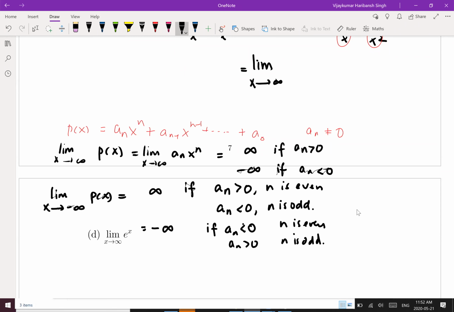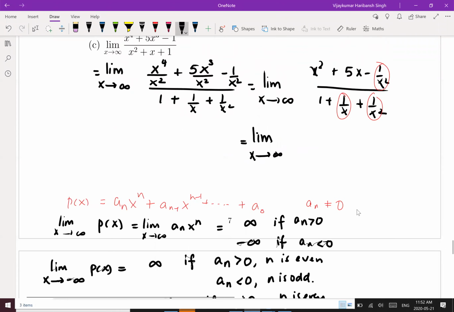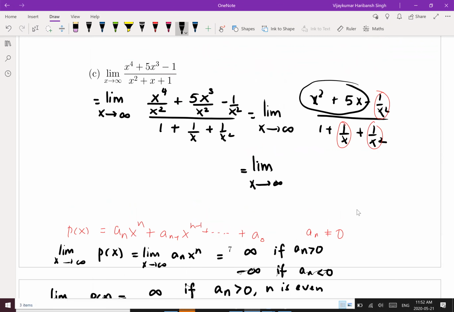So this may look slightly complicated, but actually the idea is I'm looking at the leading term and deciding where it's going. In this case, if you look at the top polynomial, the leading coefficient is 1, and as x goes to infinity, x squared goes to infinity. So this limit is going to be infinity. It's all about the leading term when you're looking at polynomials.